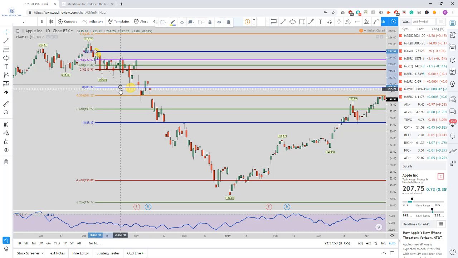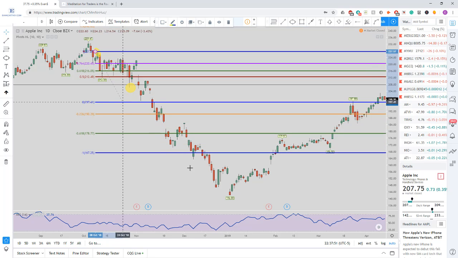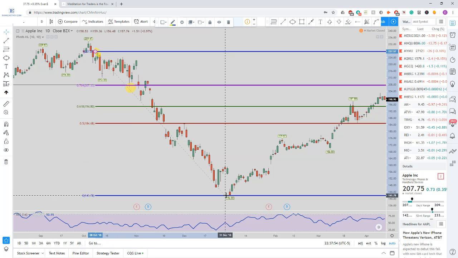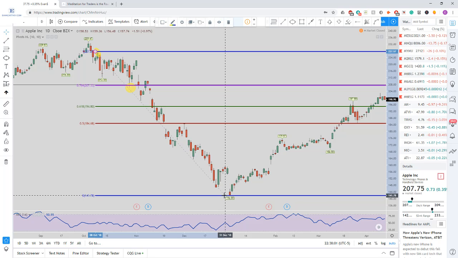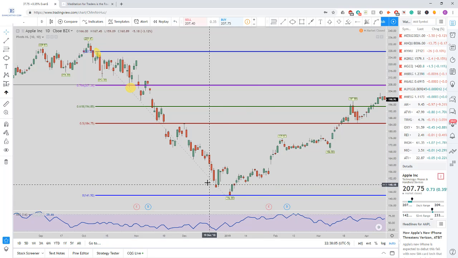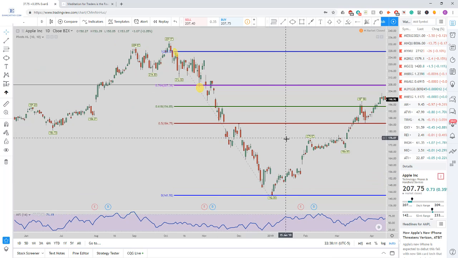So what we're going to do now is we're going to drag this all the way down here to the very bottom of this move, around $142. We got the 142.35. Let's see if I can get it to 141.92. Close enough. 8 cents off. Close enough. So then that was the lows of the end of 2018, beginning of 2019.